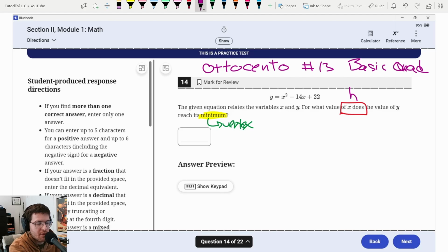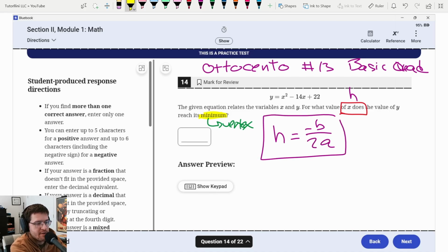Well, this is in standard form. So to quickly find the vertex from that, I can use the equation h equals negative b over 2a. One of the most important equations on the test, so easy to forget. So ax squared plus bx plus c, a is 1, b is negative 14, and c is 22.